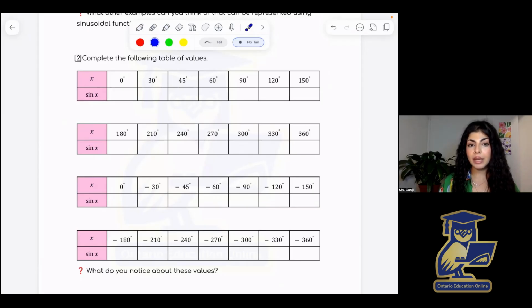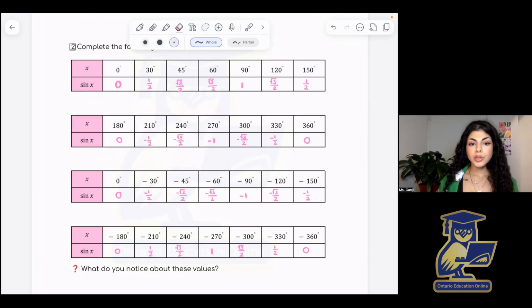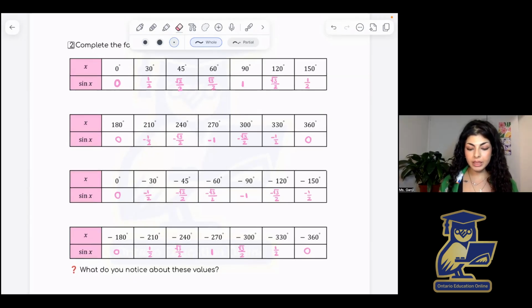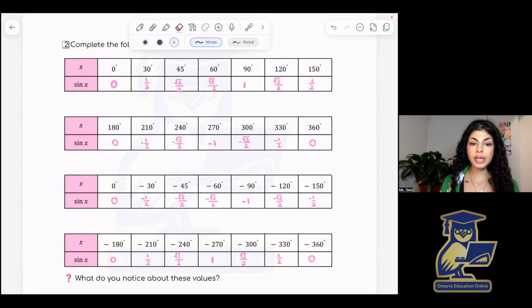But take a moment right now, use your calculator and try to fill in these values and keep exact values, so no decimals. If you have a square root of 2 over 2, leave it a square root of 2 over 2. And I'll be back in a minute to show you all the answers. Got the following values, and take a moment and check all of your answers, but you should have got all of these values if you were using a calculator.